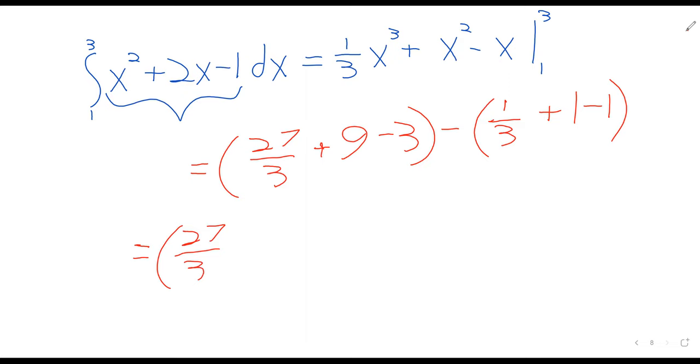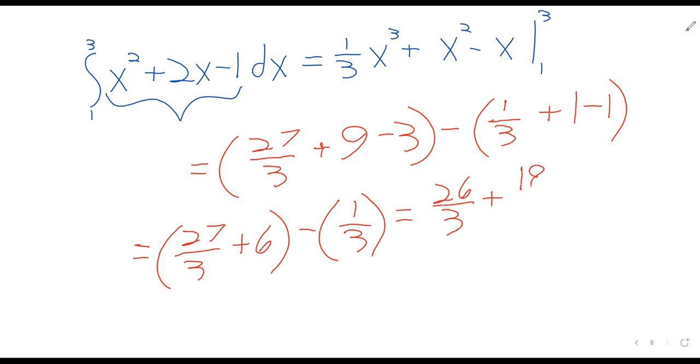27 over 3 plus 6 minus 1 over 3. This one and this negative one cancel. So 26 over 3 plus 6 is 18 over 3. So I make this 26, 36, 40. If my hasty mental arithmetic hasn't led me astray, I make that 44 over 3.